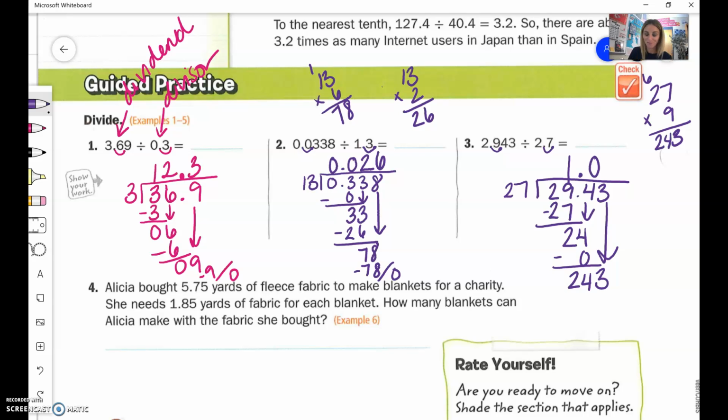Man, Mrs. Horner is on fire today with that. Anyways, I made a mistake, but I got that one right.